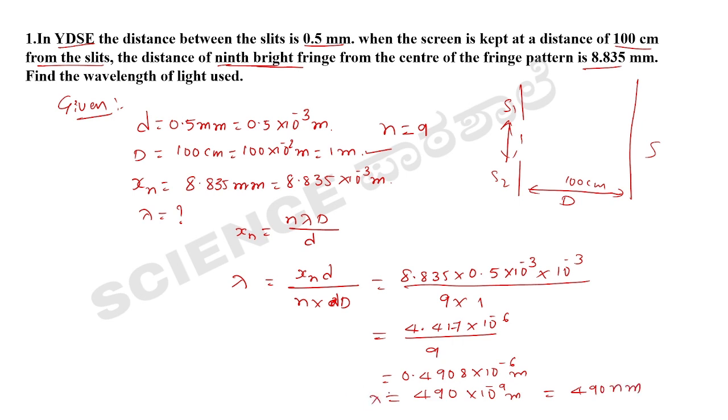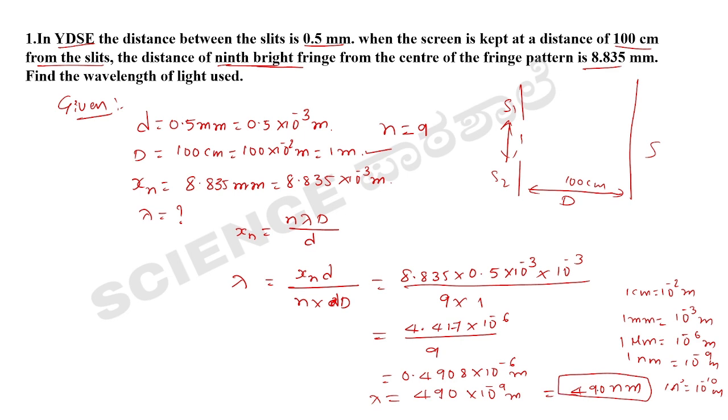Before, we know that 1 centimeter is equal to 10 raised to minus 2 meter, 1 millimeter is 10 raised to minus 3 meter, 1 micrometer is 10 raised to minus 6 meter, 1 nanometer is 10 raised to minus 9 meter, 1 angstrom is 10 raised to minus 10 meter, 1 picometer is 10 raised to minus 12 meter, etc. So what is the answer here? 490 nanometer is the answer.